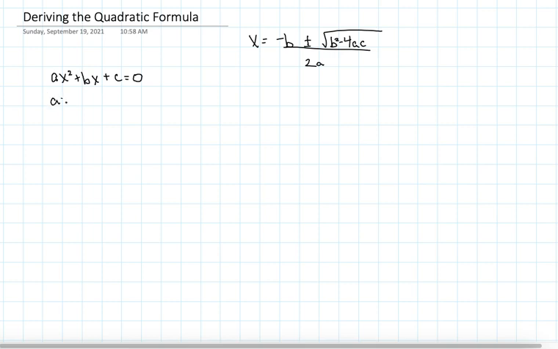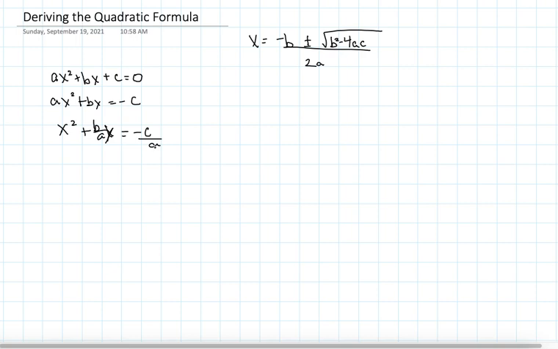We'll just subtract c from both sides. And then we also have to make sure a is 1, so we're going to divide everything by a. So I have x squared plus b over a x, that x should be up here, sorry, equals negative c over a.